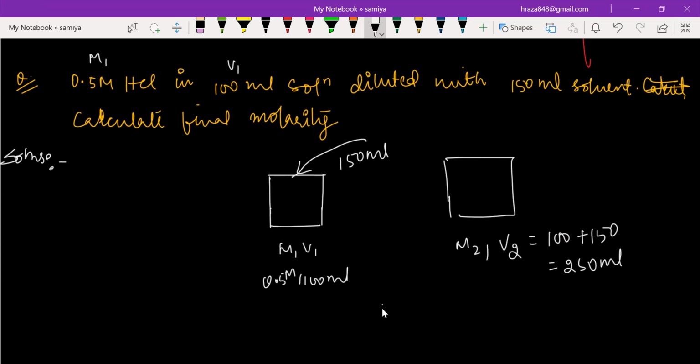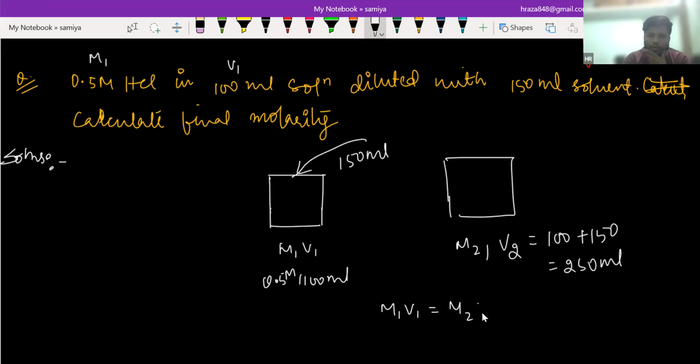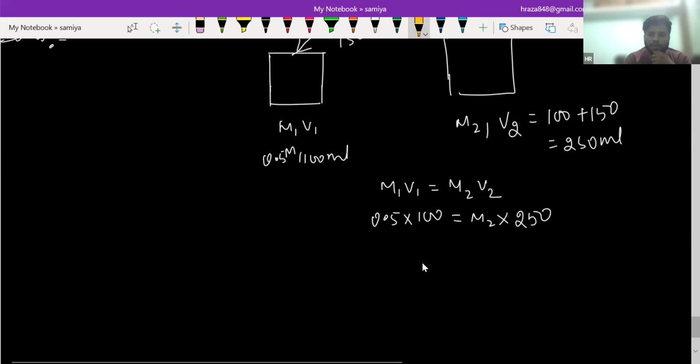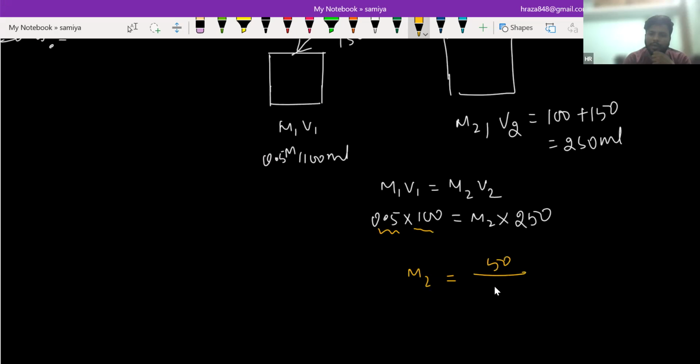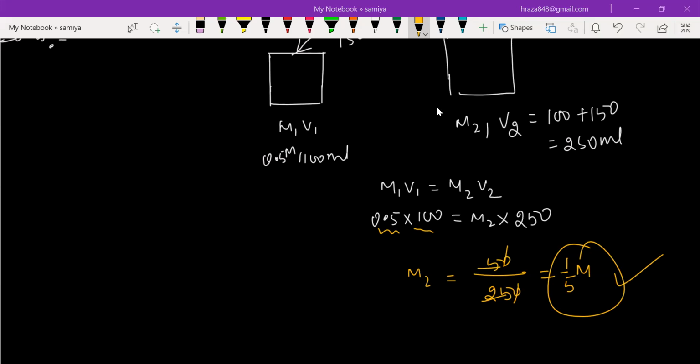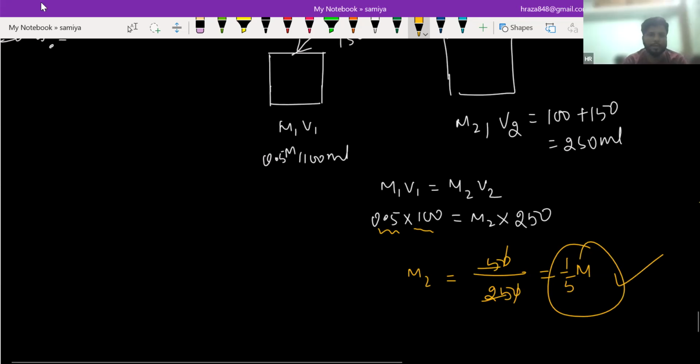Oh, yes, sir. So M1 V1 is equal to M2 V2. M1 has a value 0.5 into V1 which is 100. M2 we need to calculate, but V2 we use 250, the total volume after dilution. So M2 will be equal to 0.5 into 100, that is 50 upon 250. Zero will be cancelled and it will be 1 by 5 M, or moles per liter. Okay, sir. Please write it and let me know if you are done with this.